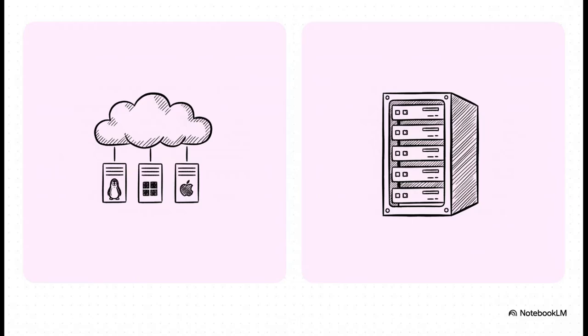So when it comes to that runner, you've got two main options. The easy way is using GitHub-hosted runners. These are fresh, clean virtual machines that GitHub spins up for you on demand. They come with all the common tools you'd need already installed, and you can pick from Ubuntu, Windows, or macOS.